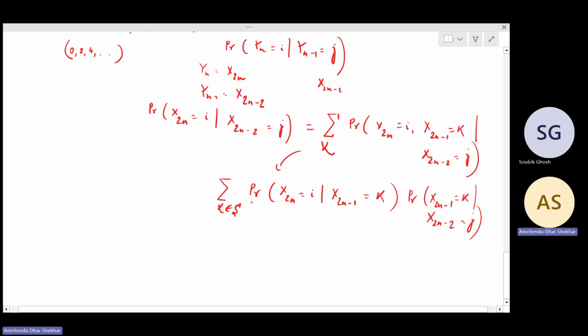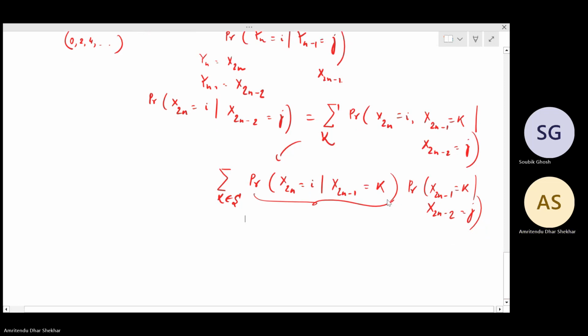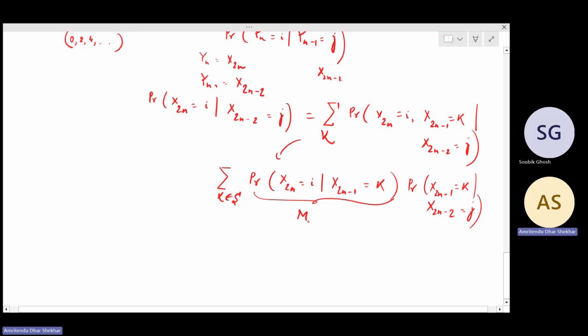So this entire expression is independent of n. It doesn't matter what n you choose, because this term is independent of n. What is this term? This term is equal to m_ik, and this term is equal to m_kj. So it's m_ik times m_kj, and here you're doing the sum over k of that.